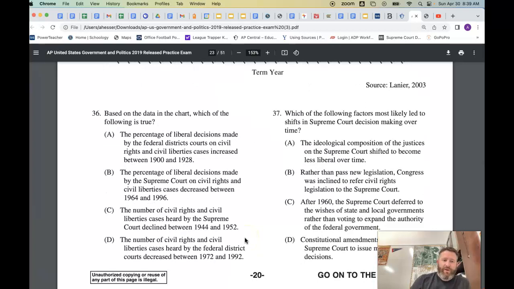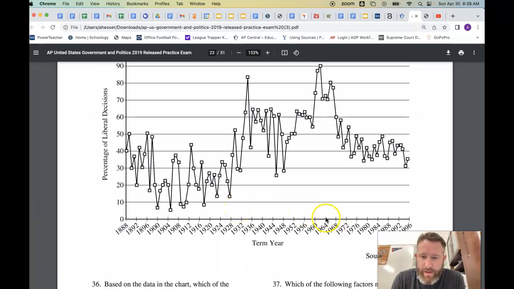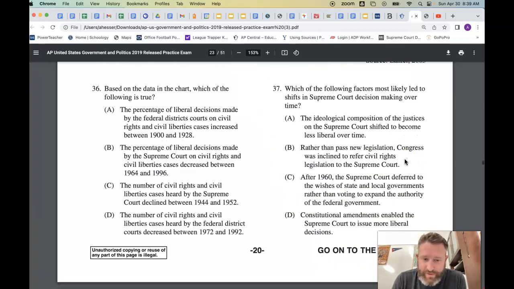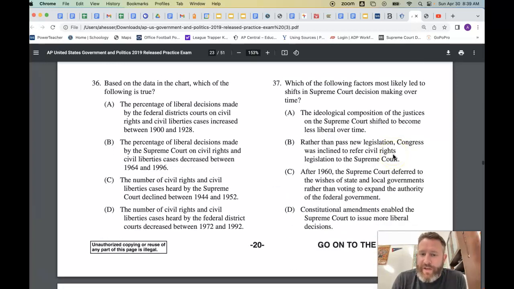36, based on the data in the chart, which of the following is true? B, the percentage of liberal decisions made by the Supreme Court on civil rights and civil liberty cases decreased between 1964 and 1996. All right, here we go. We're up here, and now we're down here. That's just true. It decreased. Pick the one that is true. Take some time to read the chart, but pick the one that's true.